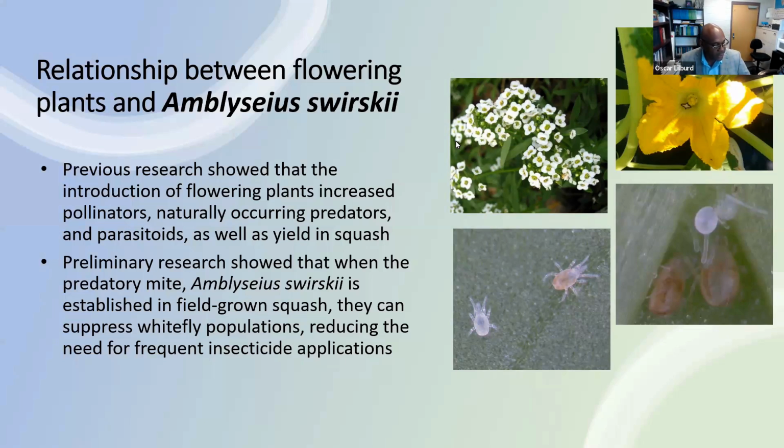Sweet alyssum is an annual plant. It belongs to the Brassica family. It's used mostly as an ornamental, but a lot of growers tend to put it in their field because, again, it attracts a lot of beneficial insects, mostly parasitoids and predators. We wanted to figure out if we put sweet alyssum into the field, whether it could help reduce the population of the whiteflies.